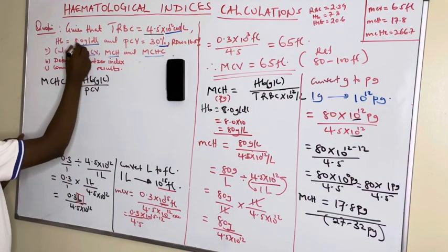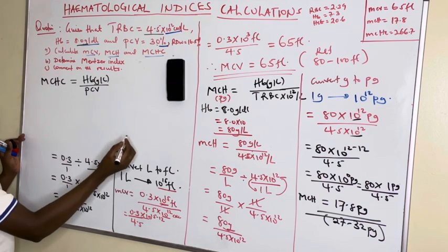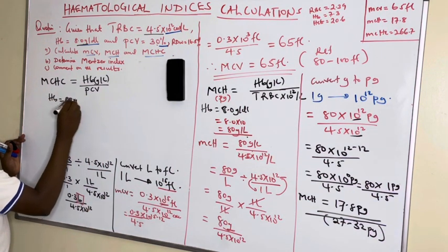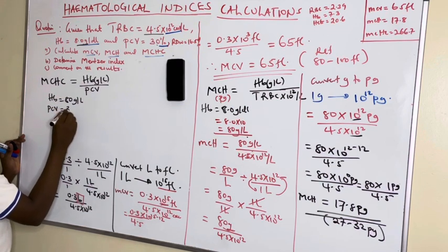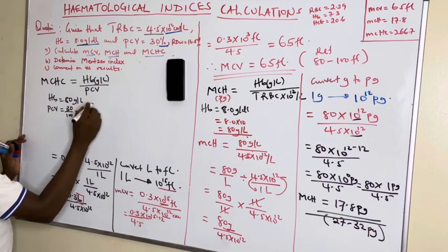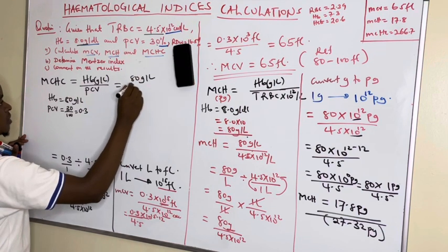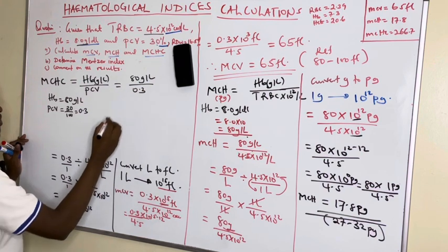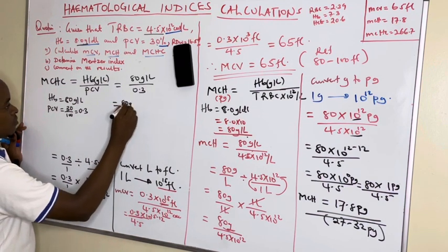And remember, we are given hemoglobin, and this hemoglobin is in grams per deciliter, so we convert it the way we converted it here. So our HB is now going to be 80 grams per liter, and our PCV is equal to 30%. That is divided by 100, which is 0.3. So now our MCHC will become 80 grams per liter divided by 0.3.